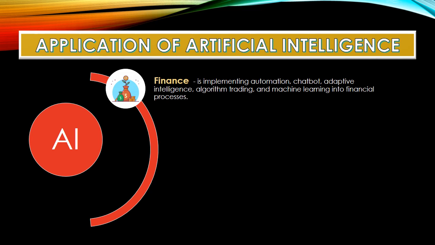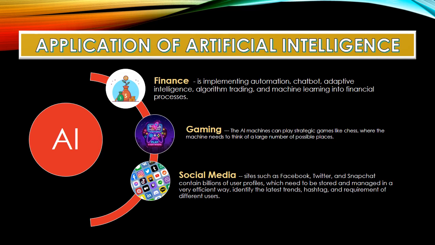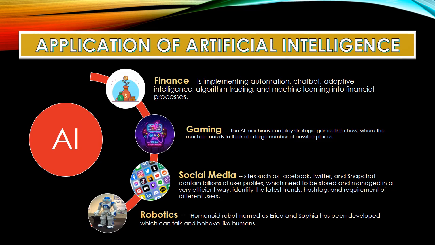Finance: AI is implementing automation, chatbot, adaptive intelligence, algorithm trading, and machine learning into financial processes. Gaming: the AI machines can play strategic games like chess, where the machine needs to think of large numbers of possible places. Social media: sites like Facebook, Twitter, Snapchat contain billions of user profiles which need to be stored and managed in an efficient way, and to identify the latest trends, hashtags, and requirements of different users. Robotics: humanoid robots named Erica and Sophia have been developed, which can talk and behave like humans.